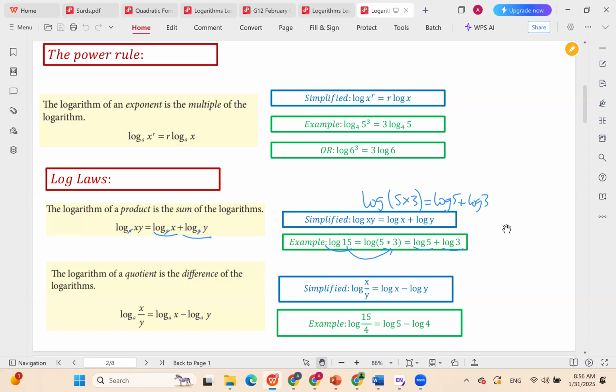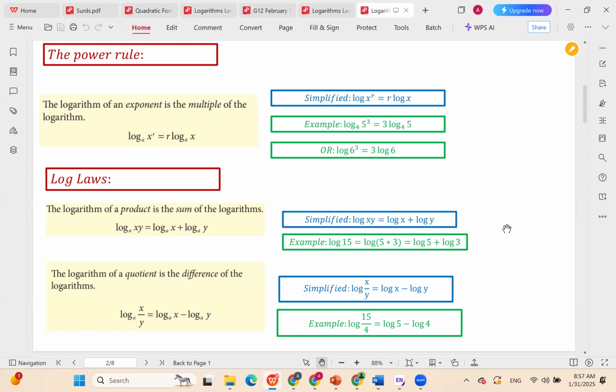So if we have two numbers or elements multiplied inside a log, we can create two logs, one for each element, and we add them together. Similarly, if we have two elements that are divided by each other, log x over y, this is the same as log x minus log y. And this works with or without a base. So if they all have a base a, this doesn't really change anything. So for example, if we have log 15 over 4, this is the same as log 15 minus log 4.